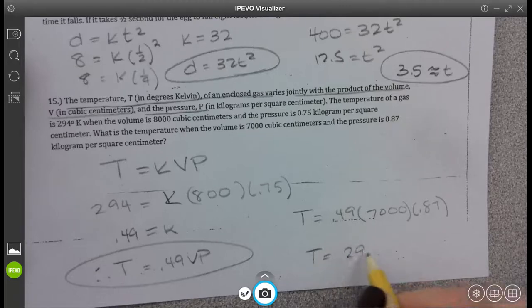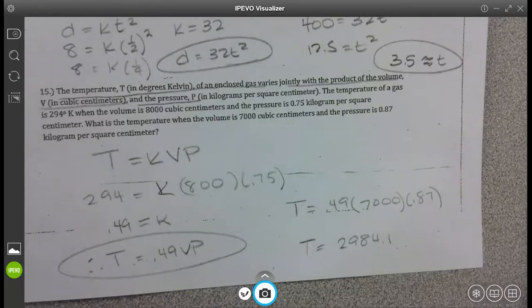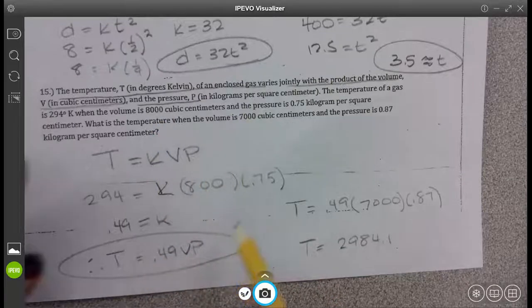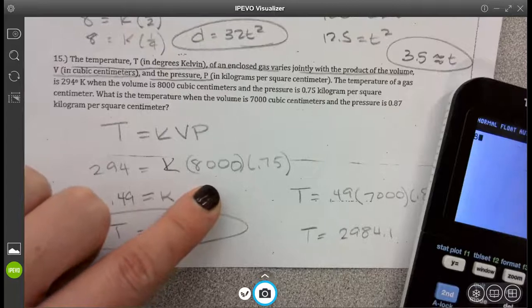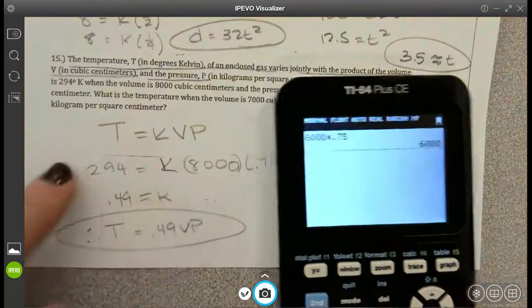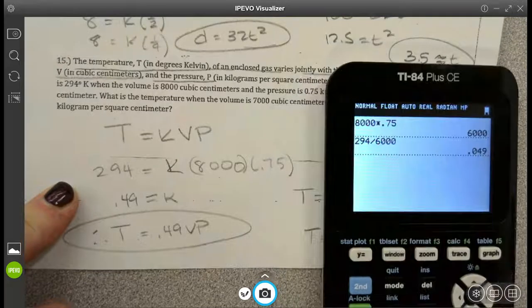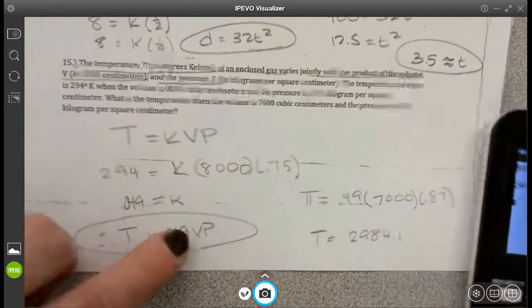Temperature. That's pretty high for kelvins. Is that accurate? Yeah, oh, that's why, because here it's 8,000. I was going to say that seemed off. Okay, so it's 8,000 here. My apologies. And then take 294 divided by 6,000. 0.0. There we go. We should have just known that instinctually with the 0. Sorry.